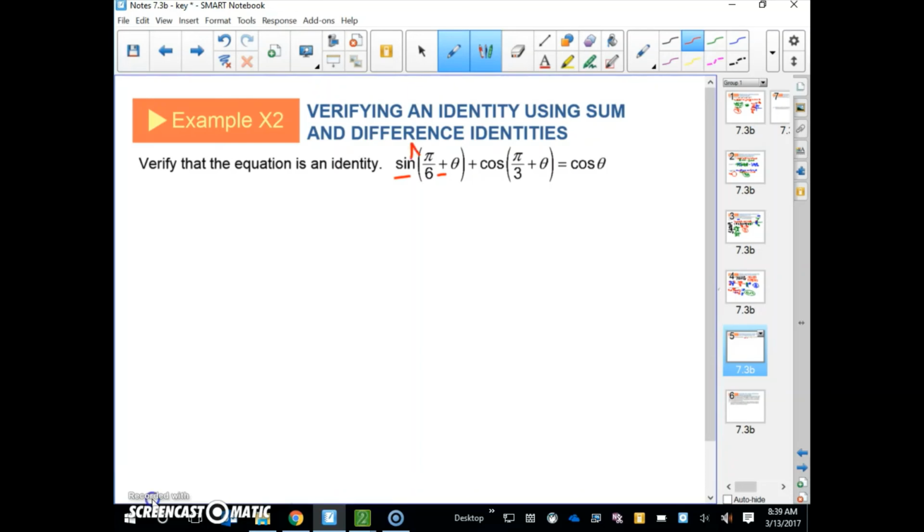Okay? I'm going to take this sine sum and I'm going to just convert it into the sine plus. Sine sum was sine, cosine, cosine, sine. And so let's take this, and it's going to be sine of the first one, cosine of the second one, plus cosine of the first one, sine of the second one.